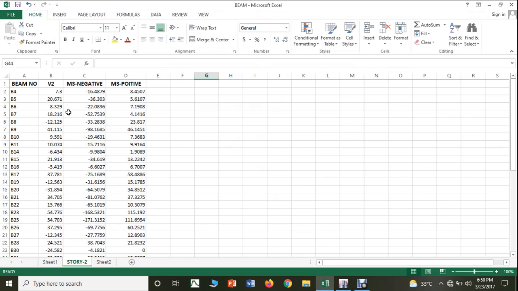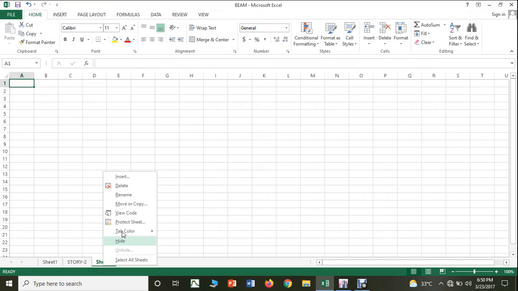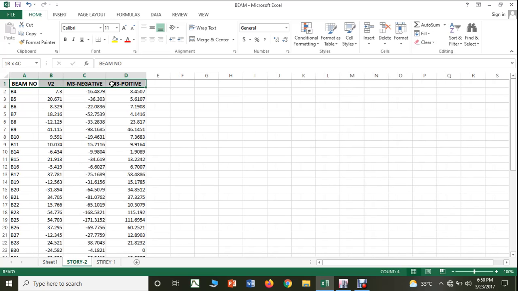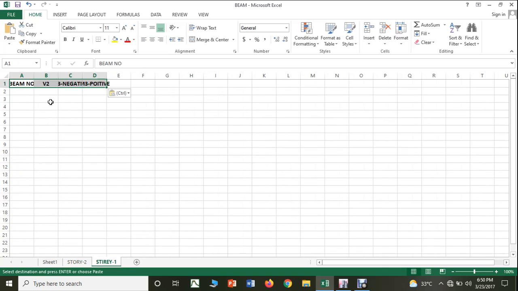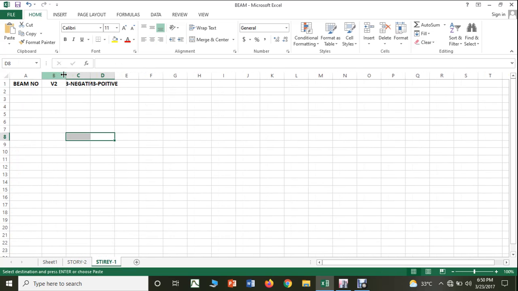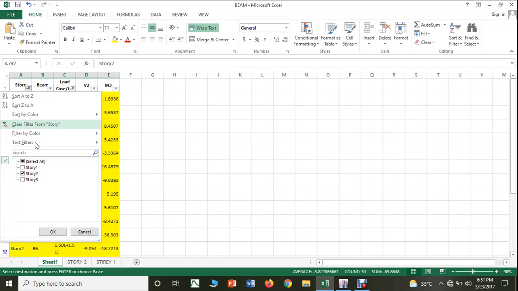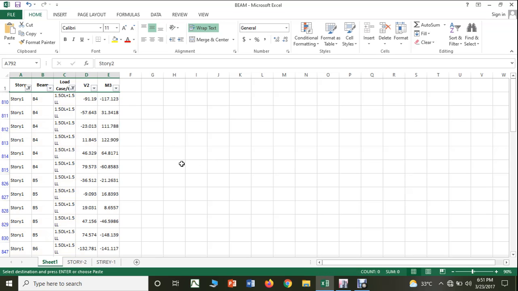Here also let us give the name as story 1, and in the same manner let us give these names here: beam number, shear, negative moment, positive moment. Now from the filter, from story 2 we will select story 1. Yes, so now let us start doing it.